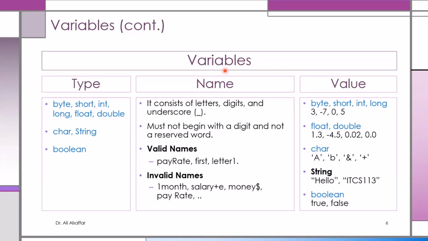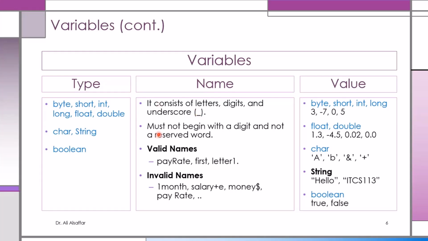When you want to give a name to a variable, there is a rule. Not every name can be used for your variable. First, it should consist of letters only, which means small letters and capital letters, digits 0 to 9, and underscore. That's it. You cannot use a plus. You cannot use a space. Very important to remember, you cannot use a space in the name. You cannot use a dollar sign, you cannot use minus, and so on.